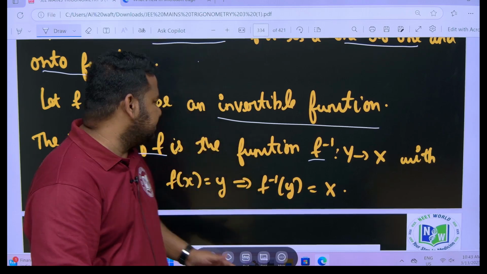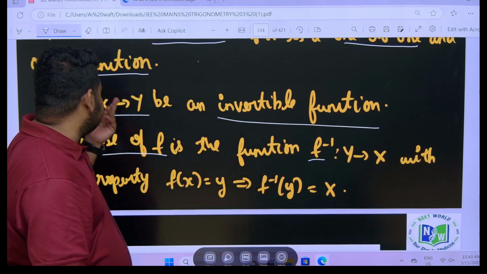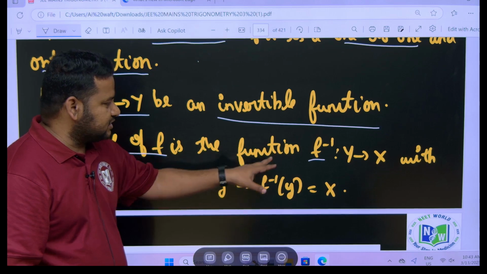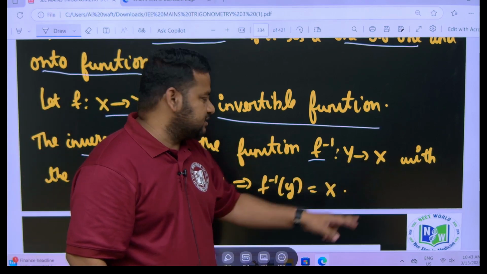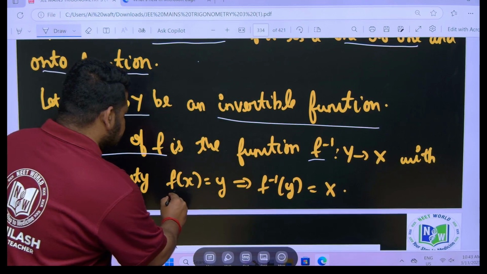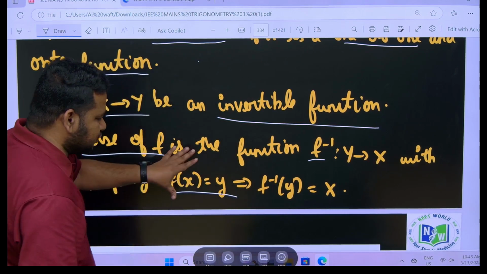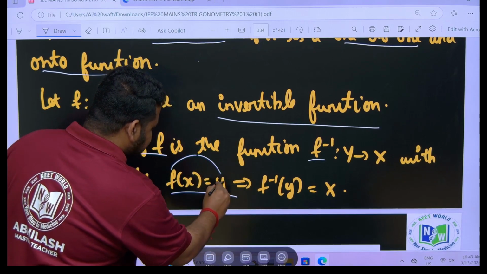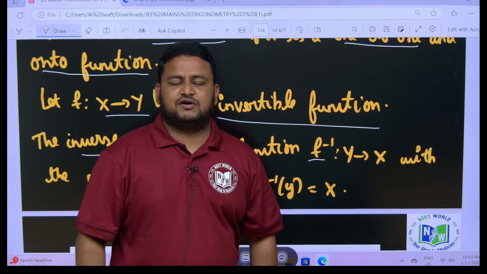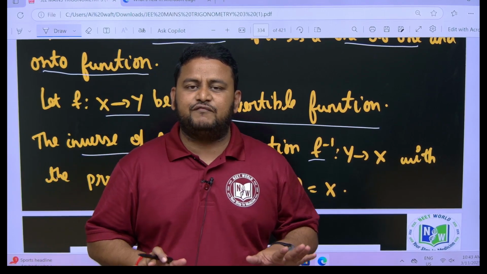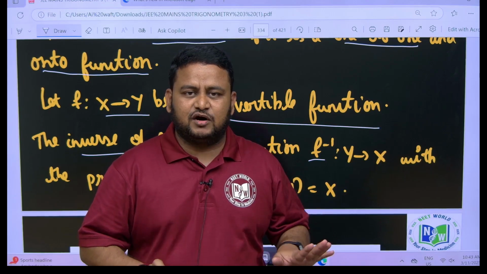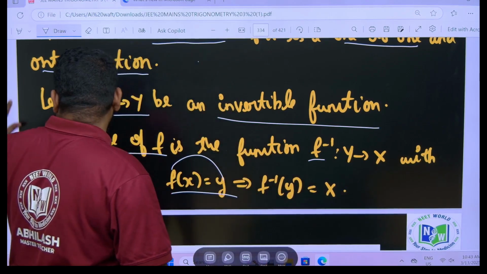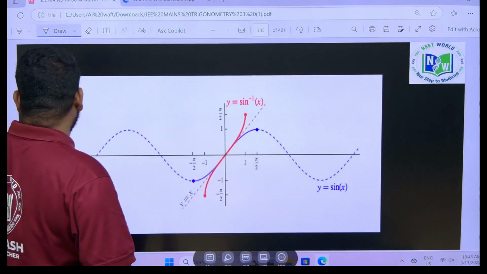Got it, friends? Here f from X to Y is just a function. If it is an invertible function, this f inverse will exist. f inverse is given by Y to X with the property that f of x is equal to y. This is a normal function. For this, the inverse is f inverse of y, so f inverse of y is equal to x. This is the meaning of an invertible function, and this is the meaning of an inverse trigonometric function. Is it clear? This is the definition of an inverse trigonometric function.